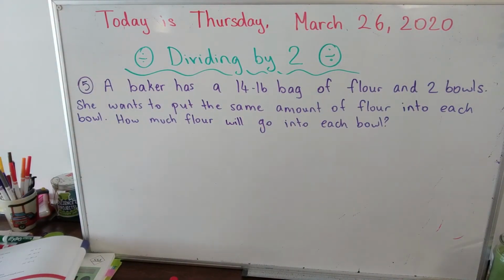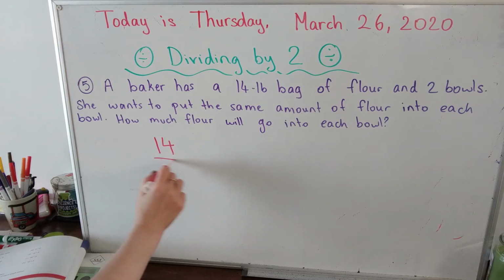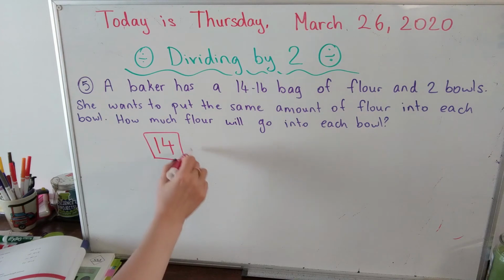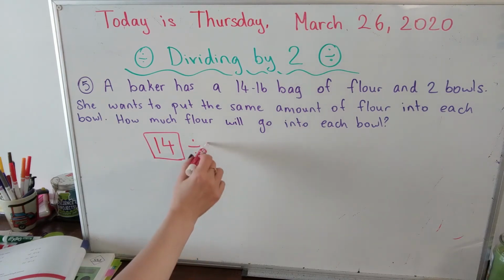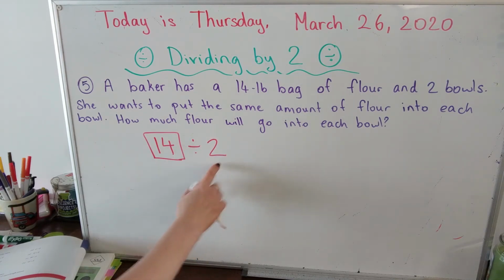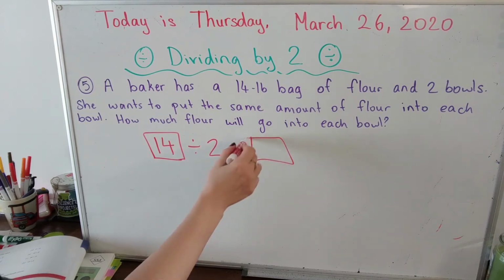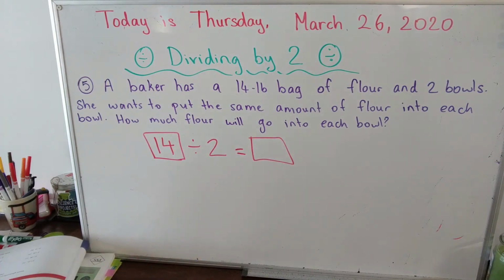Let's look at number 5. A baker has a 14-pound bag of flour and 2 bowls. She wants to put the same amount of flour into each bowl. How much flour will go into each bowl? So we said a baker has a 14-pound bag. We're starting with the total number, right? This is the number we're going to share. We're going to share it with how many groups? 2 groups, 2 bowls, equals how many will go into each bowl?